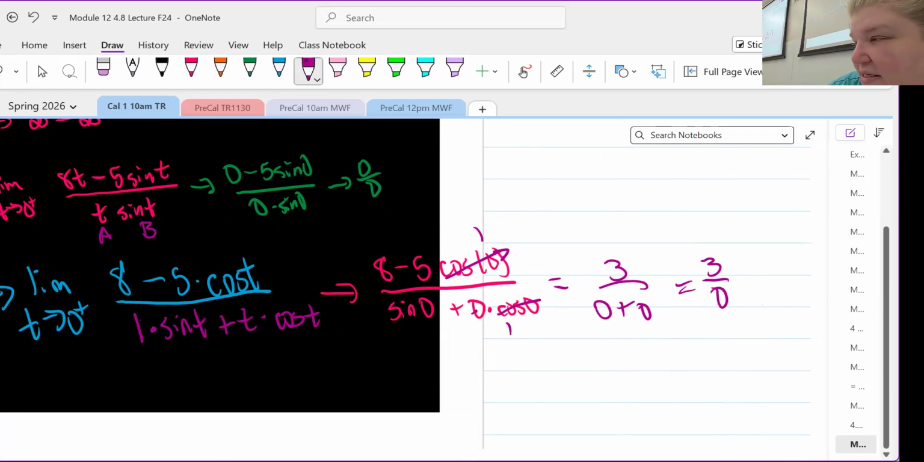So when we get a constant over 0, this approaches infinity or negative infinity. Now, since our numbers are all positive and they said we're approaching 0 from the right, we're plugging in positive numbers.